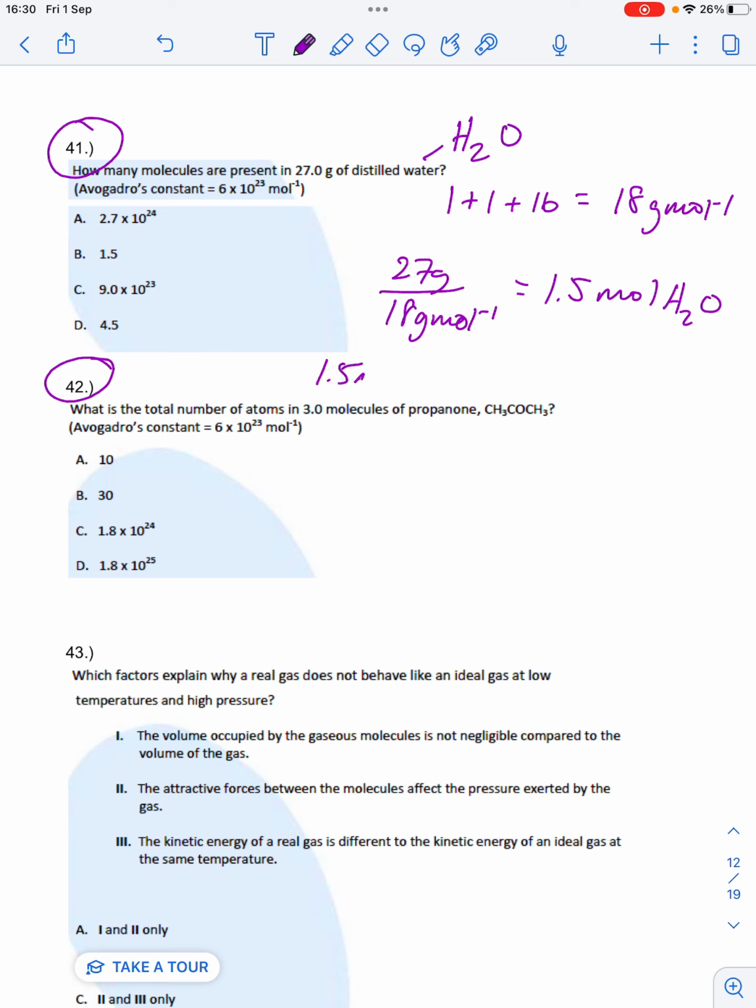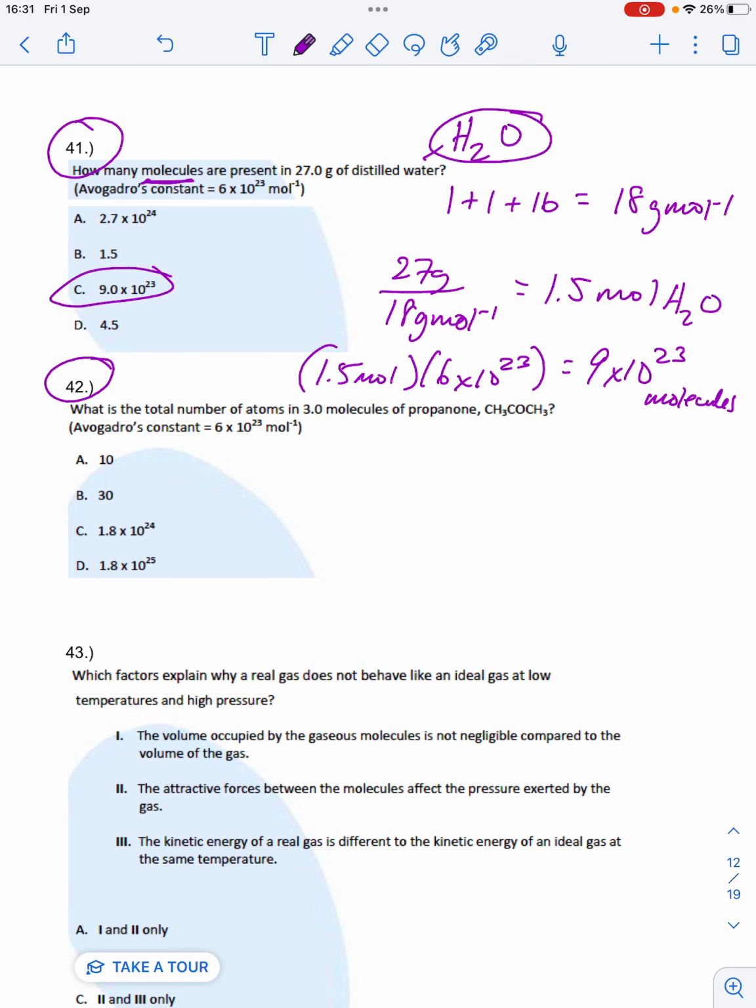So 1.5 moles times 6 times 10 to the 23rd, and we get 9 times 10 to the 23rd. That's the number of particles. So I don't have to do an extra ratio step because I've been asked about molecules. Water's smallest particle is a molecule, so I'm all set, and the answer is C.